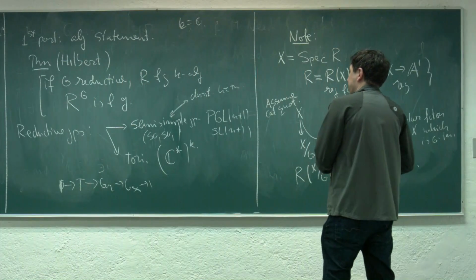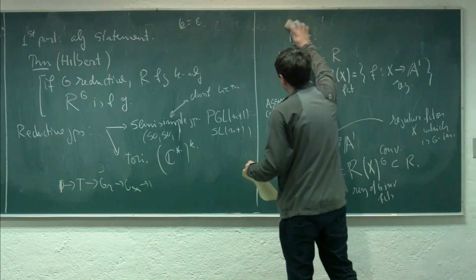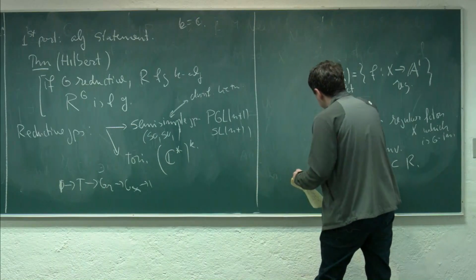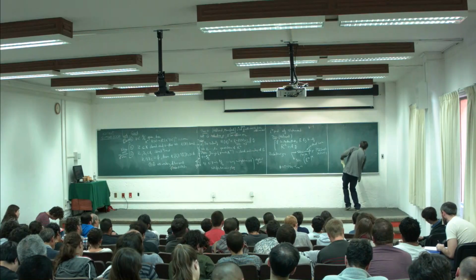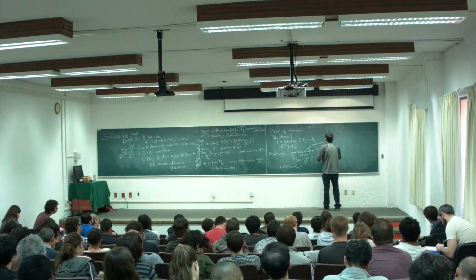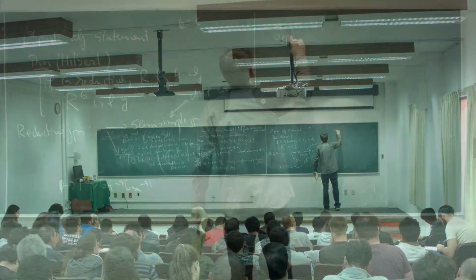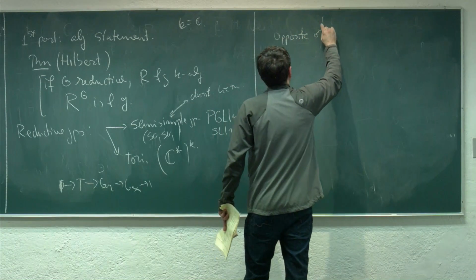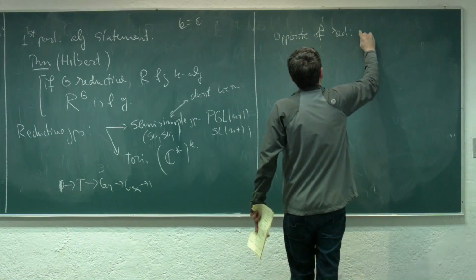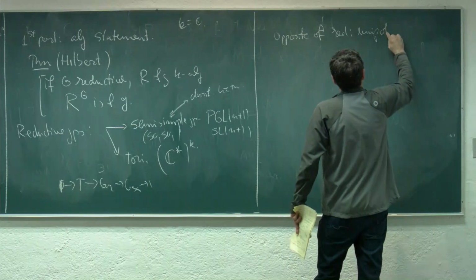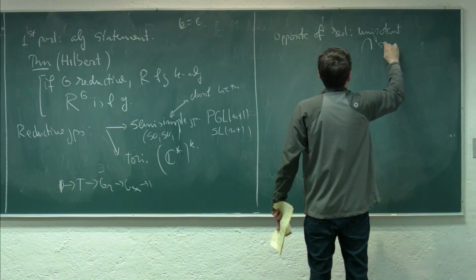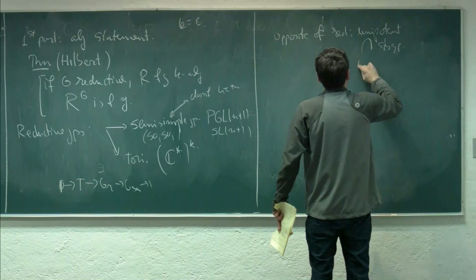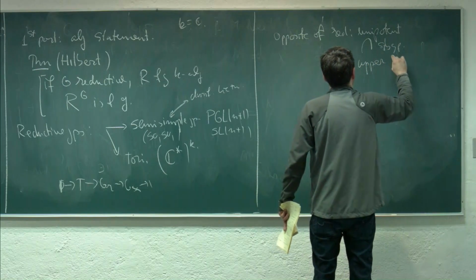As for the non-reductive groups, I will not say anything more. You should think of the opposite of reductive as unipotent, which you can think of as a subgroup of upper triangular matrices.